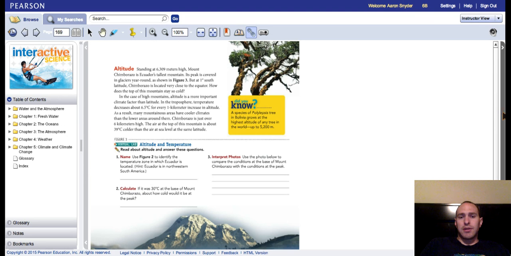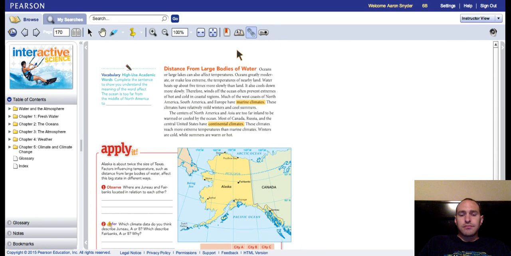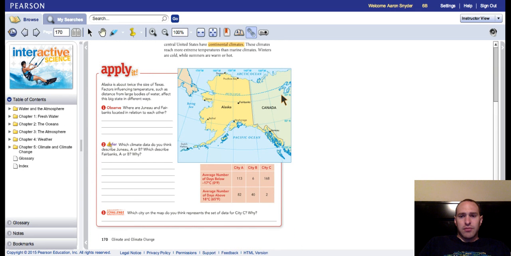The second one we talked about was altitude. If you can remember this picture, I asked you where the coldest place was, put an X on it. The majority of you said up here. So the higher you go in altitude, the colder it is. We also talked about distance from large bodies of water.